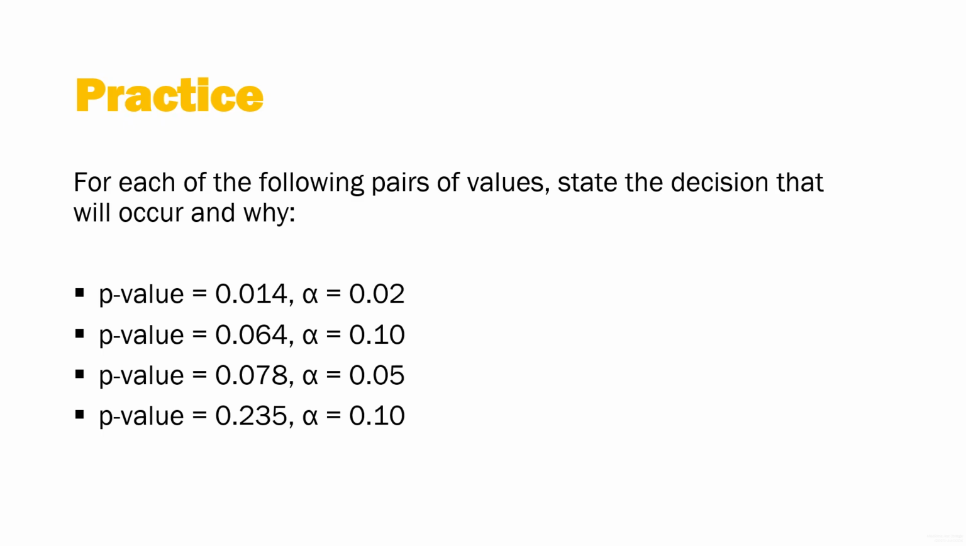Okay, guys, this is some practice for you. So if the p-value is less than or equal to the significance, you reject your H0. And if the p-value is greater than the significance level, you fail to reject your H0. So I'm just going to walk you through the first one, and then you can try the other ones on your own. So we've got a p-value of 0.014, and we have an alpha of 0.02. So what are we going to do here? Well, our p-value is less than our significance value, and so we are going to reject H0. Now try the next ones on your own. It should be reject and then fail to reject, fail to reject.